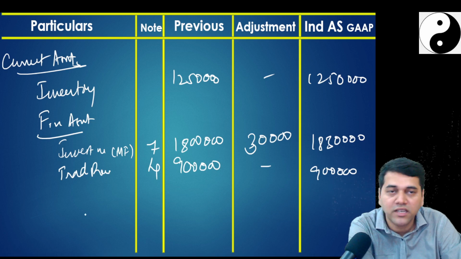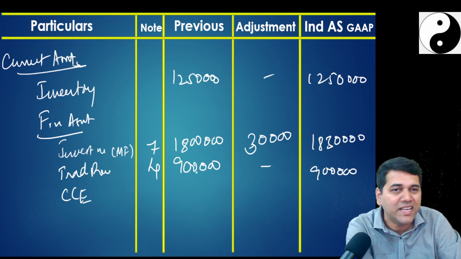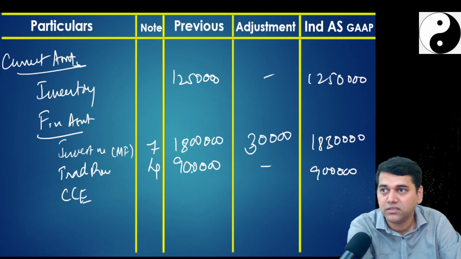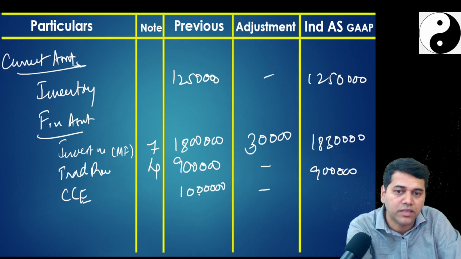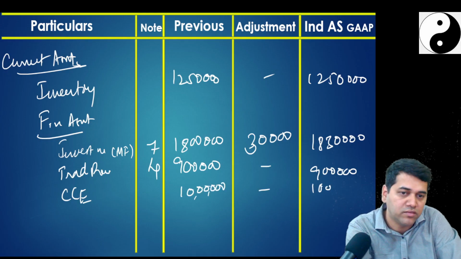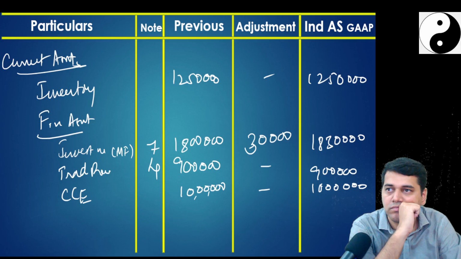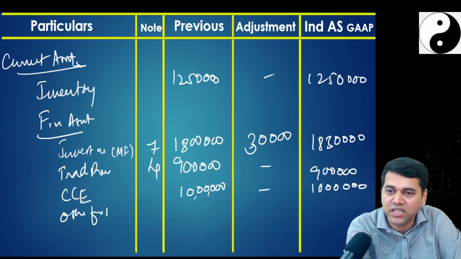Do you have any other financial assets? CCE. Is there any CFO's query? Is there any classification? No. So total 10 lakh will be 10 lakh only, whether you talk about Ind AS or accounting standard. Then you have got other financial assets.